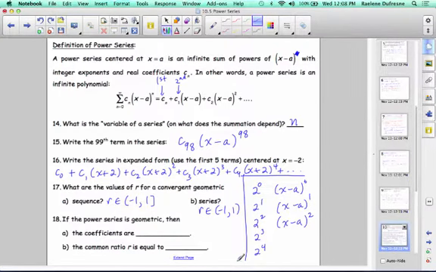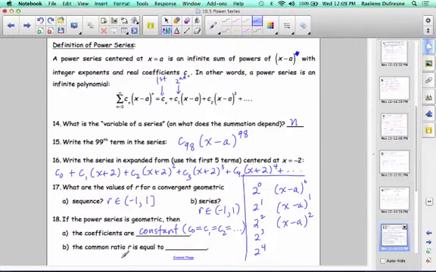Number 18 asks, if the power series is geometric, then what must be true about the coefficients? Well, if this is a geometric series, then we know that we have a common ratio. And if we have a common ratio, then we are taking c0, multiplying it by a ratio, multiplying by a ratio, multiplying by a ratio, and so the coefficients c0, c1, c2, etc. must be the same. So the coefficients are constant. And let's just write c0 equals c1 equals c2 equals dot dot dot.